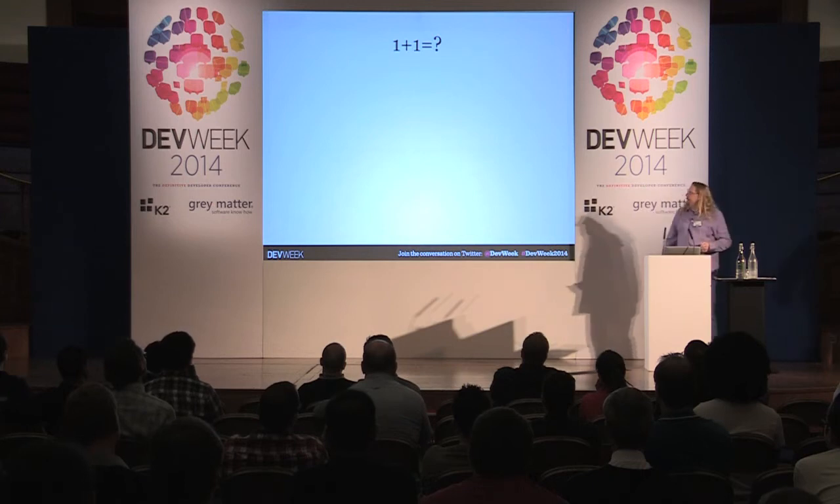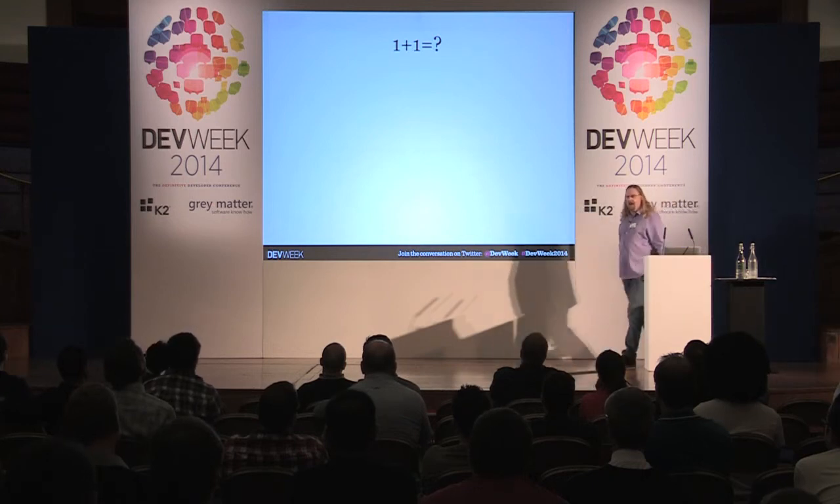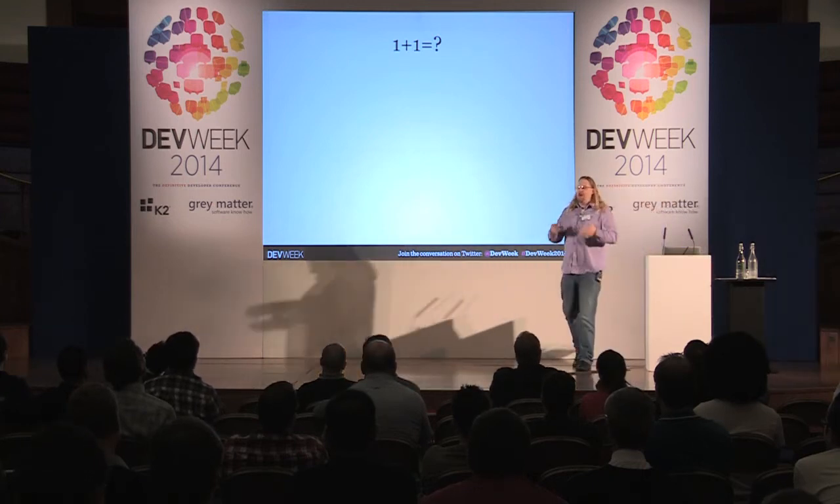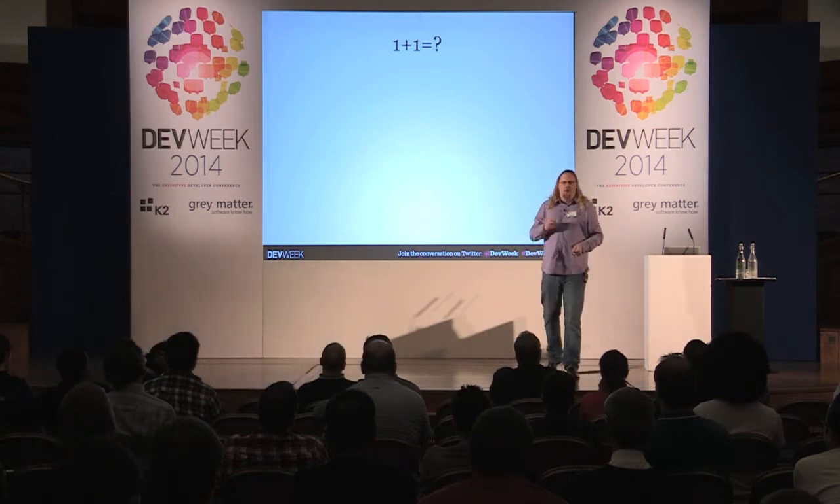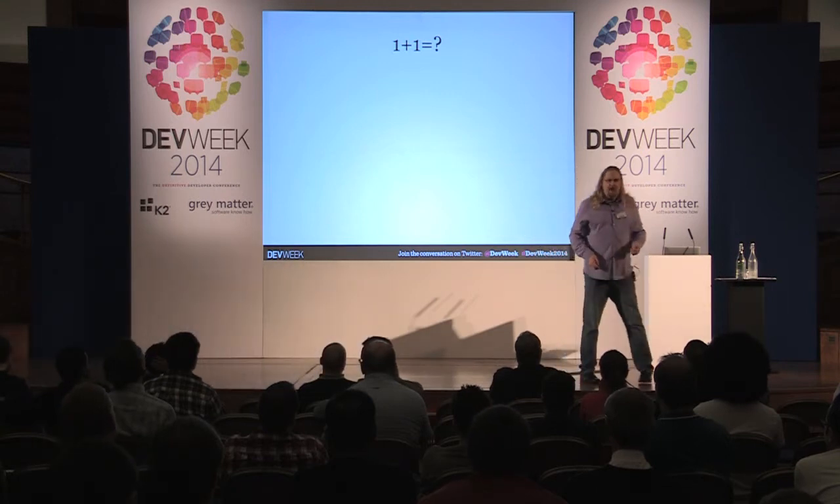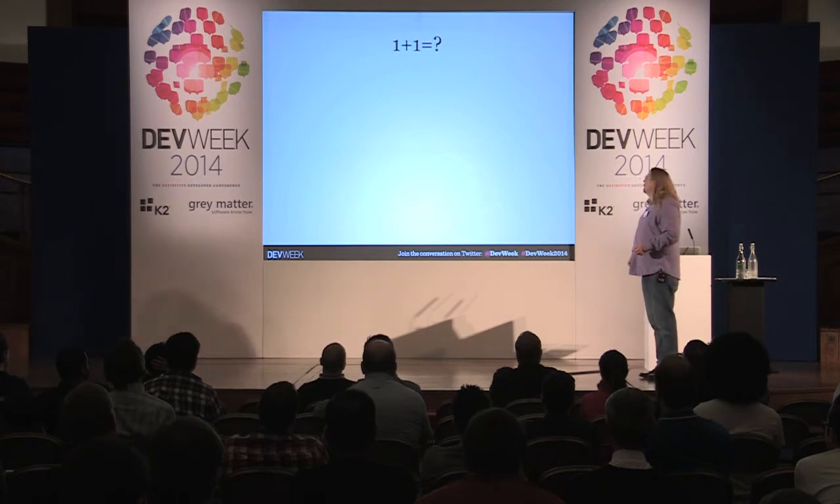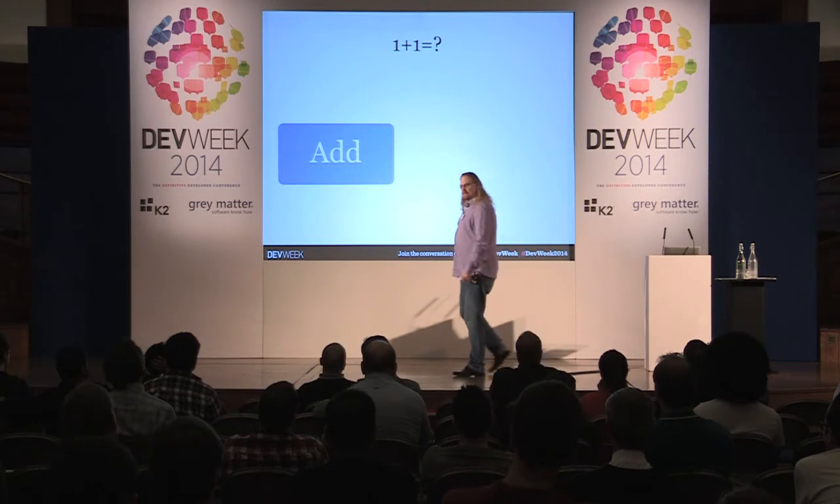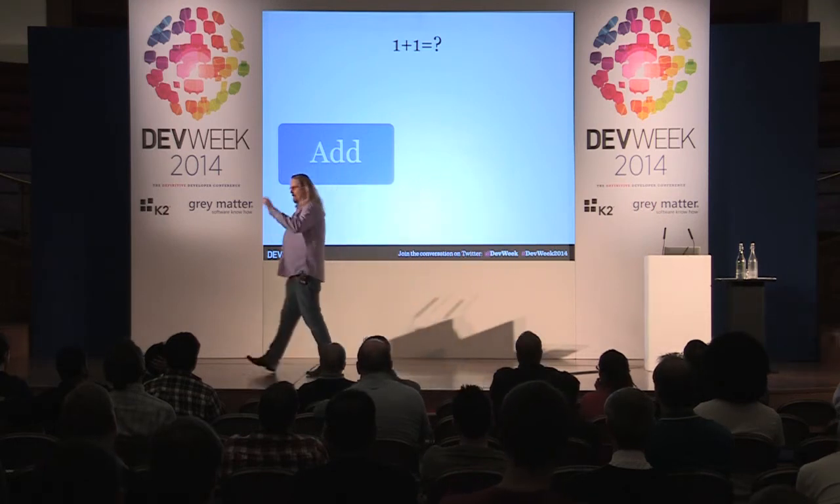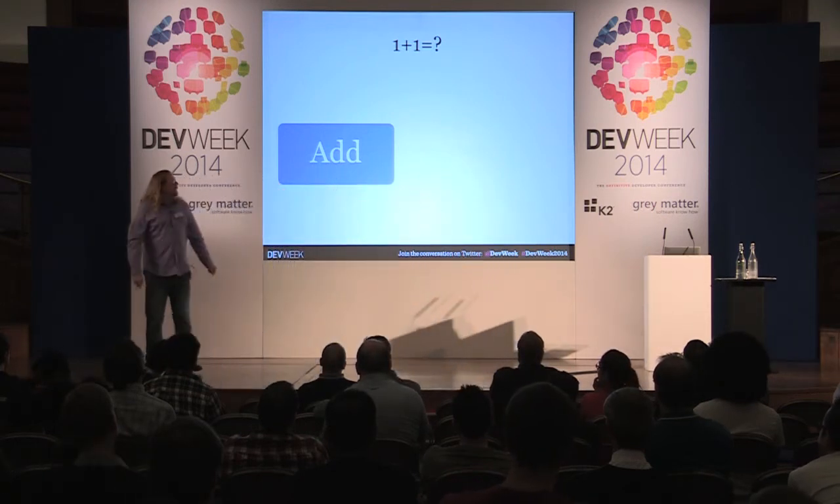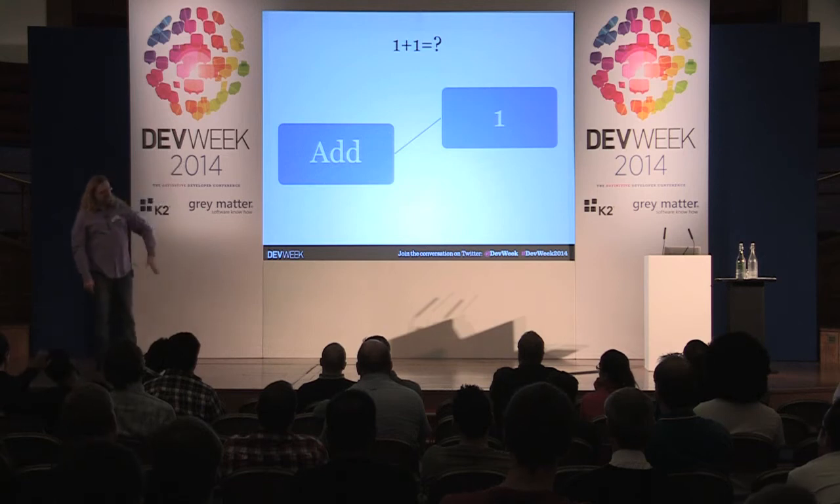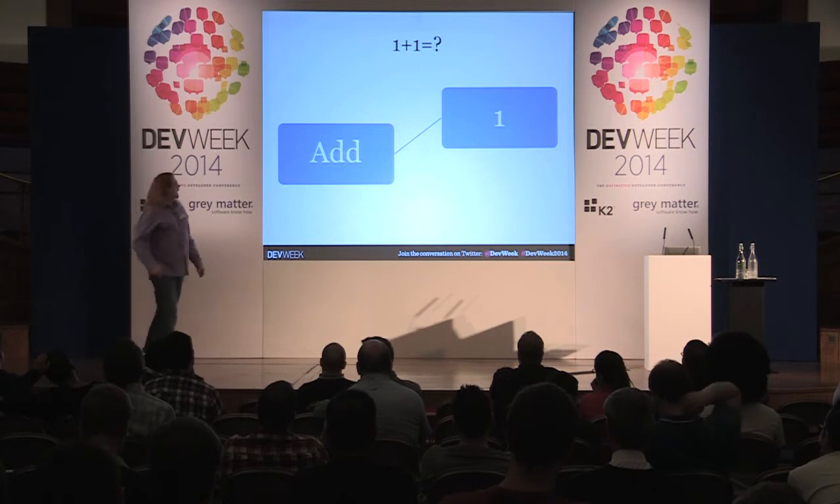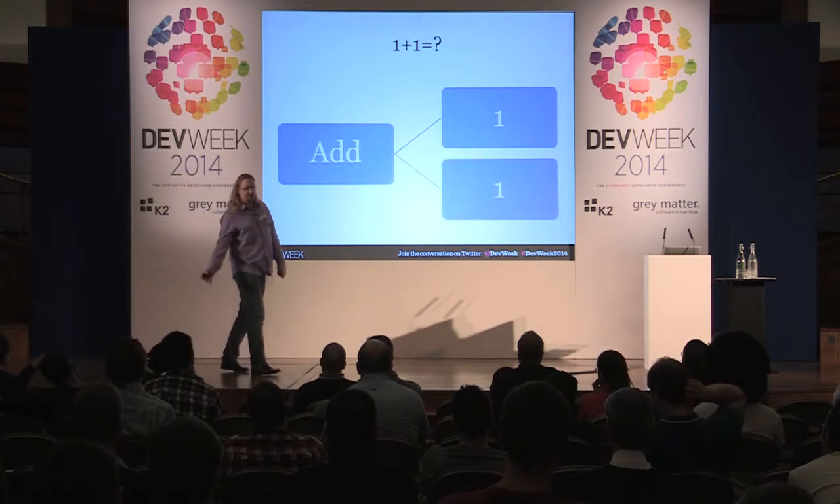So, what is 1 plus 1 as an expression? How would you expose the idea of adding 1 and 1 as an expression? Where would you start? Okay, well, if you start from the add, we have an add operation, and then on the left-hand side we have a constant of 1, and on the right-hand side, we have a constant of 1.